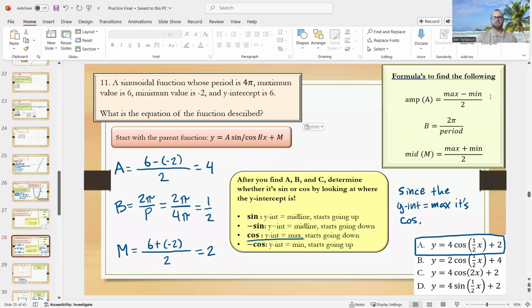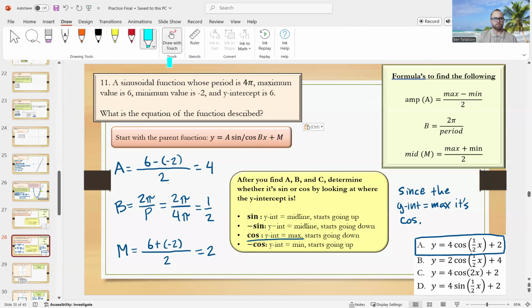Amplitude is max minus min. They gave us the max of 6, so max minus, then parentheses, min is -2. Don't forget parentheses anytime you substitute. That double negative could cause you trouble if you forget to do that. Okay, and it's always over 2. Negative times negative is positive. Divide to get 4. First piece of the puzzle, done.